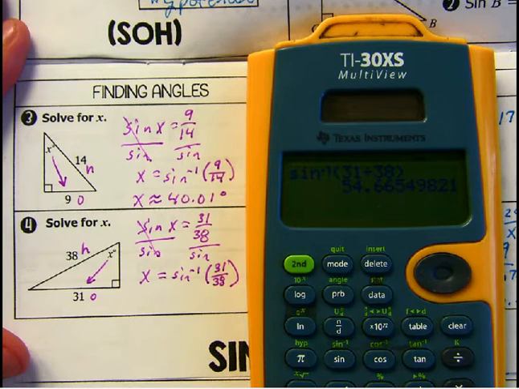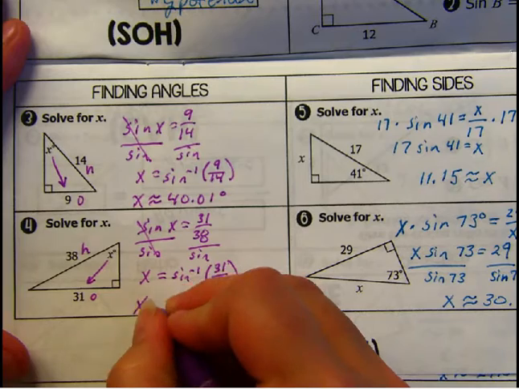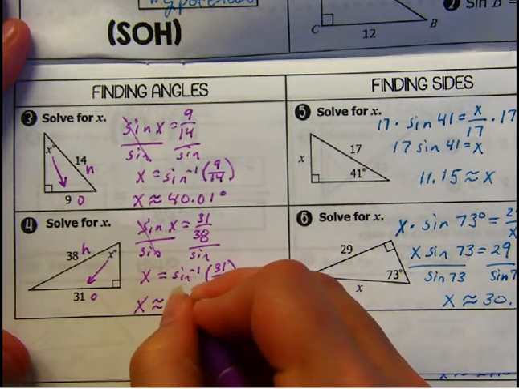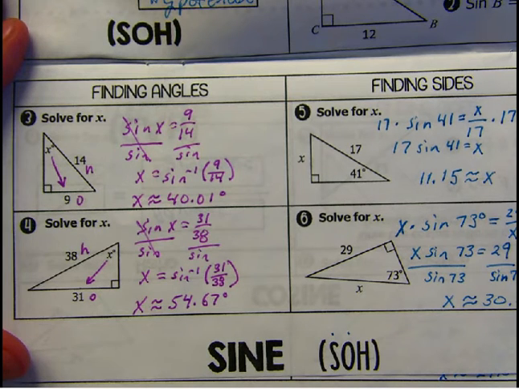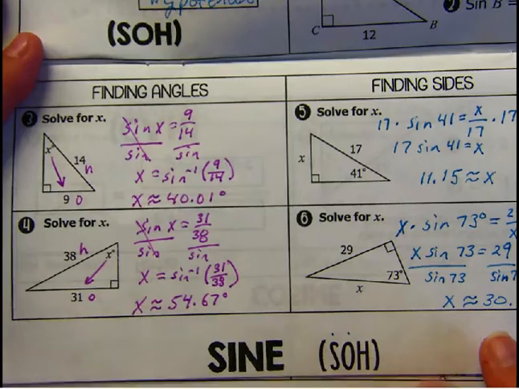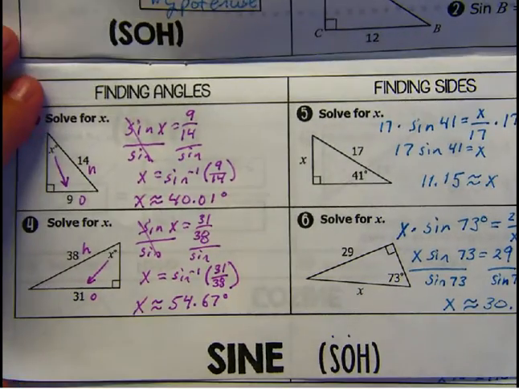So we get x is approximately 54.67 degrees. So x is approximately 54.67 degrees. Okay, those are our 2 sine examples. Now we're going to go on to cosine. Feel free to pause this video if you need to.